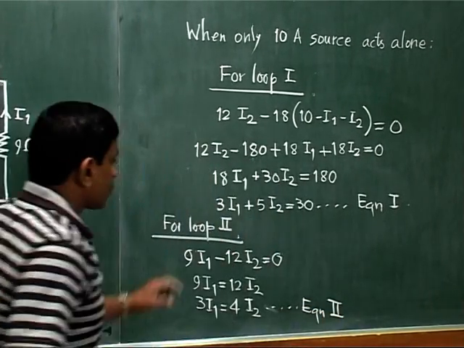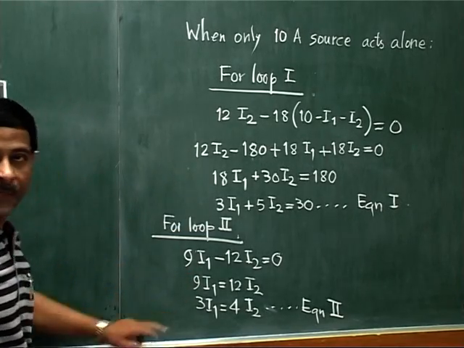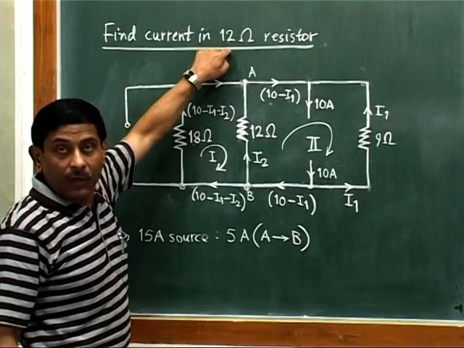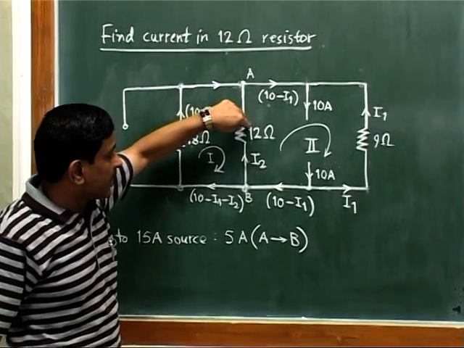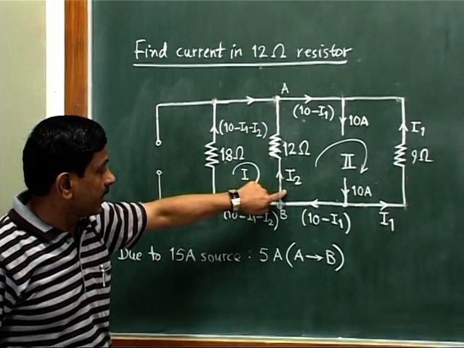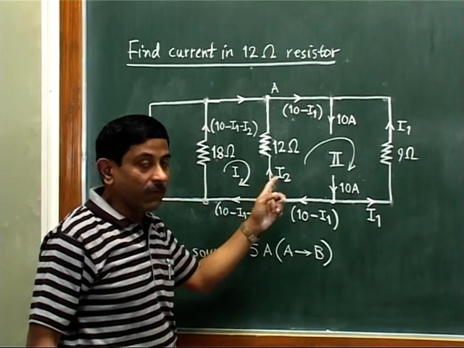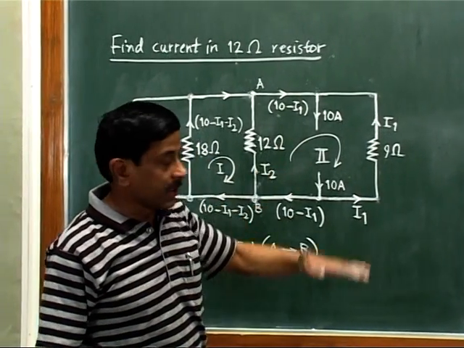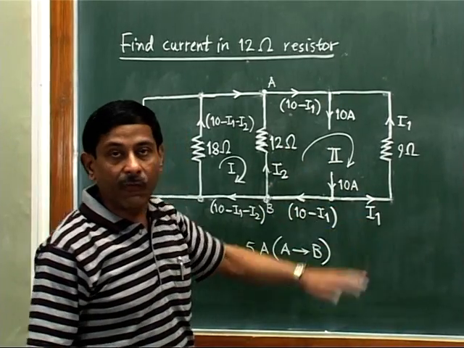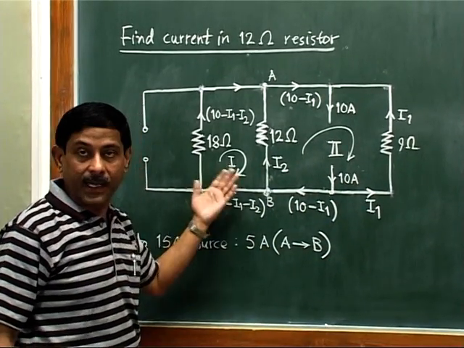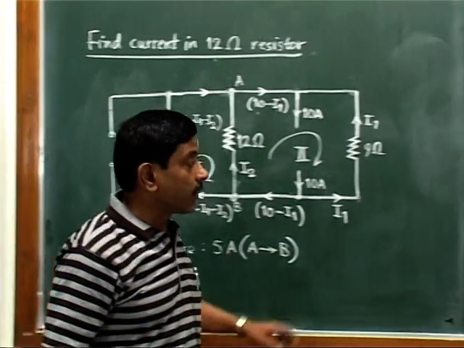So we have got these two equations, equation 1 and equation 2. Again, we solve the equations. We want to find out the current flowing through this 12 ohm resistor. And as per our distribution, the current in the 12 ohm resistor is I2. So we are interested in finding the value of I2. Again here you can pause the video, solve the equations and find the value of I2 and also its direction. So the answer for I2 I have written here.